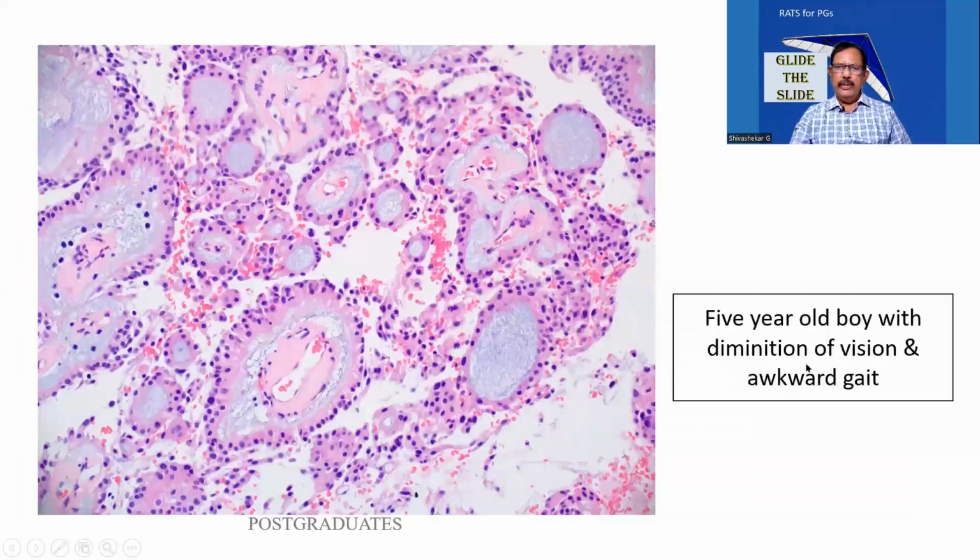A 5-year-old boy with diminution of vision and an awkward gait. What is your diagnosis? Always describe.